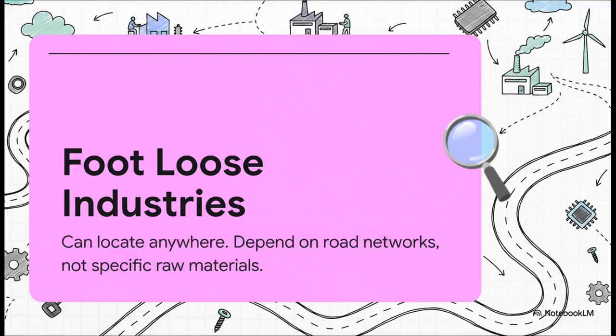We call them footloose industries. These guys don't depend on specific, bulky, or weight-losing raw materials. Instead, they rely on component parts that you can get from pretty much anywhere. They usually produce goods in small quantities, have a smaller labor force, and are generally non-polluting. For them, the single most important location factor isn't being next to a coal mine or a giant local market, it's simply having access to a good road network.